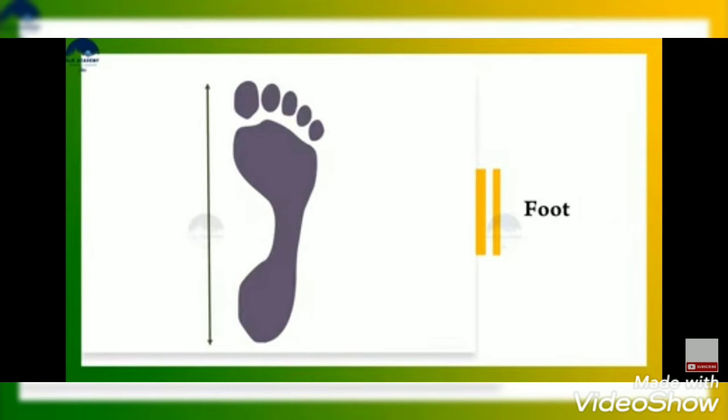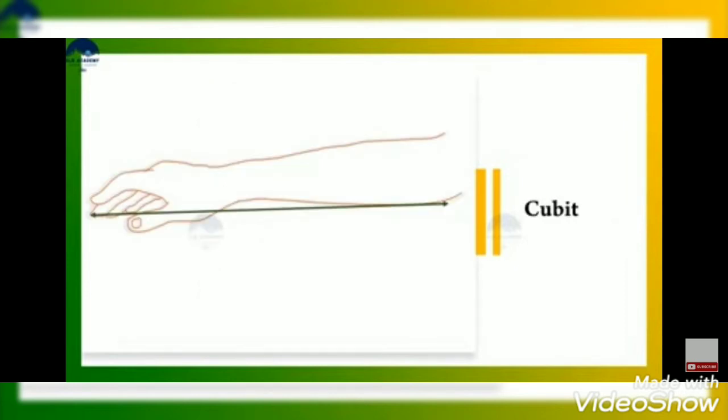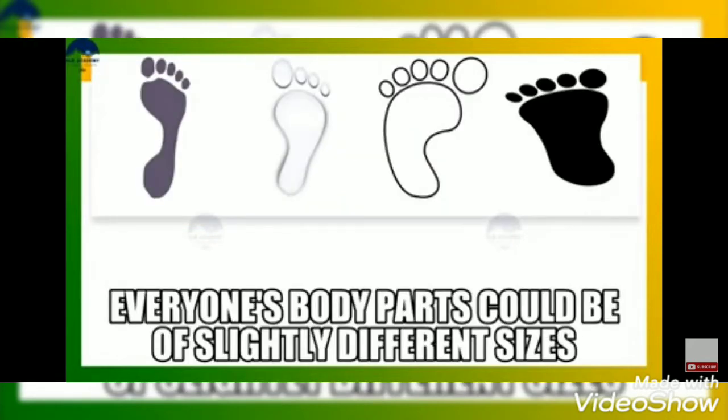But these methods were not correct, because everybody would not have the same length of hand, or the same size of foot. Even the same arm length would not be there. So there was a chance of inaccuracy. It was not particular. Why? Because everybody's foot size would be different. Somebody would have a longer foot, somebody would have a fatter foot, somebody would have a broader foot. So this type of inaccuracy was there. There was no perfect calculation.